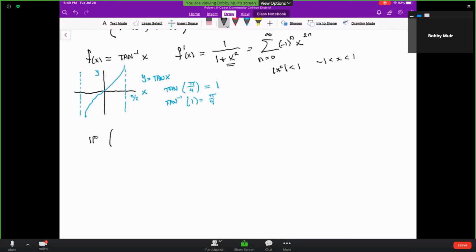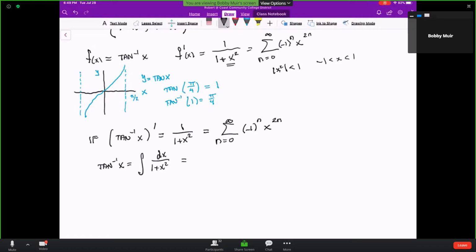Now the next step is that if the derivative of tan inverse is equal to 1 over 1 plus x squared, which is now written as this sum of (-1)^n x^(2n), then the tan inverse of x is the integral of dx over 1 plus x squared. So that's now going to be the integral of the sum.